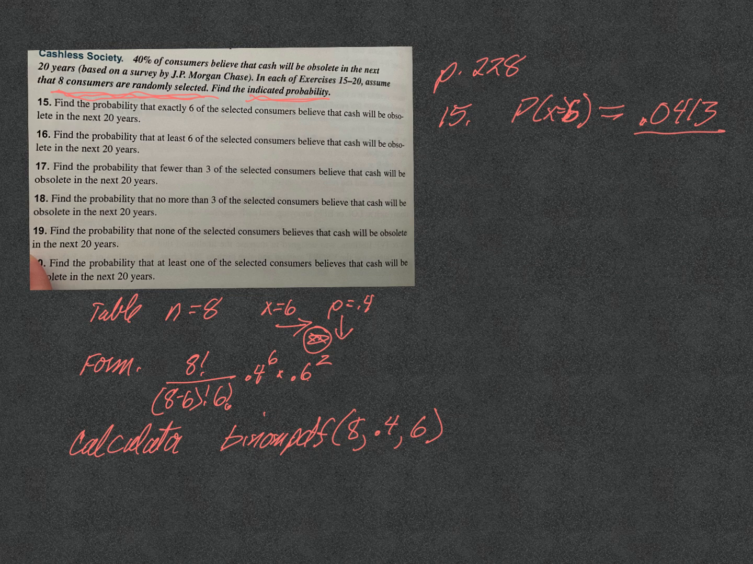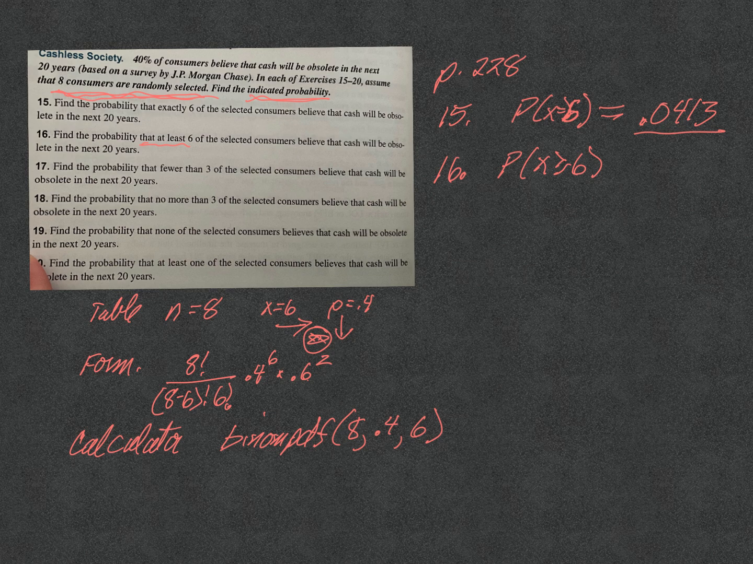Now, the next question changes this. It says, find the probability that at least 6. So find the probability that x is greater than or equal to 6. Okay? Greater than or equal to 6. So how do we do that one?